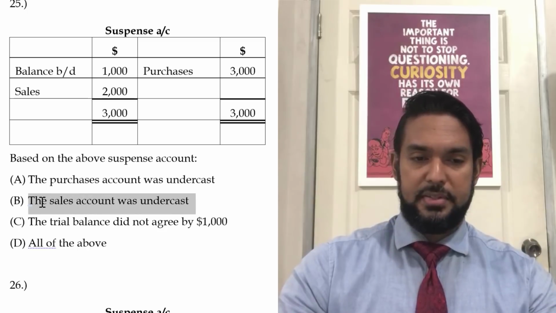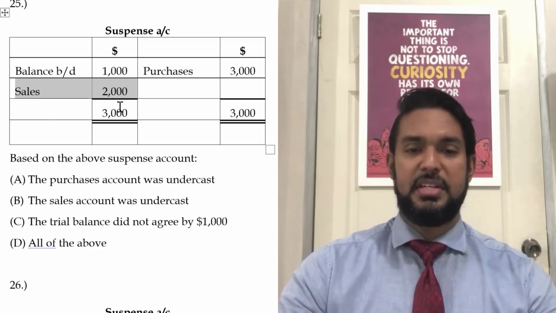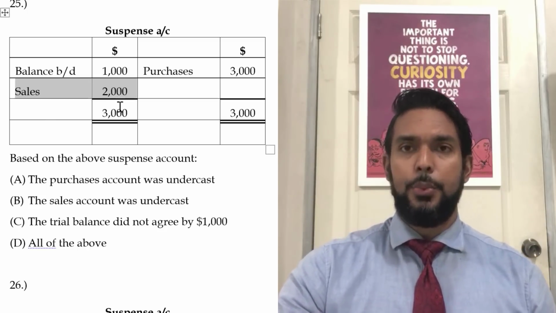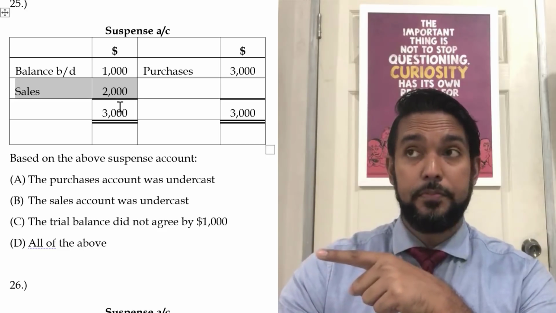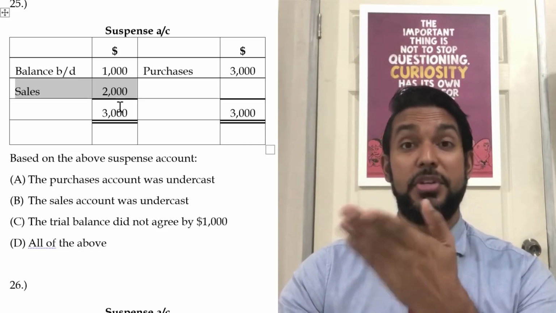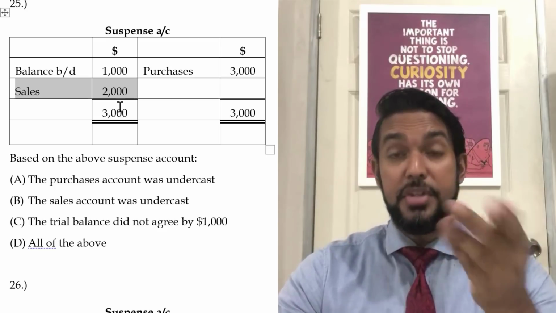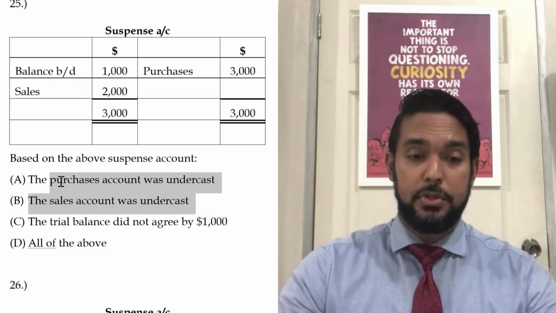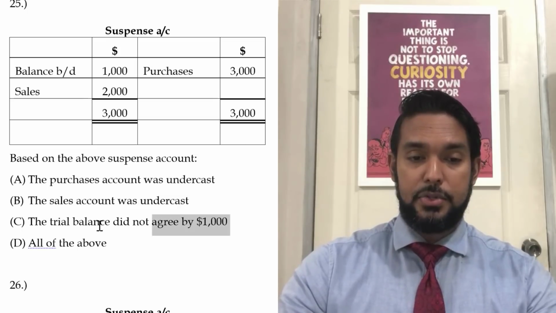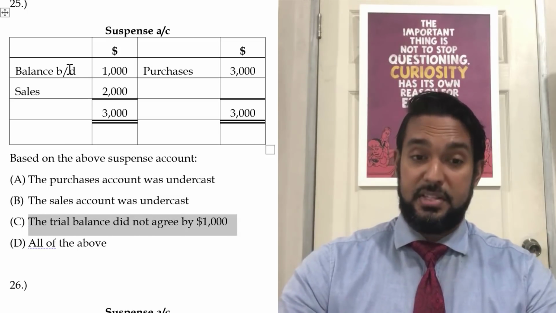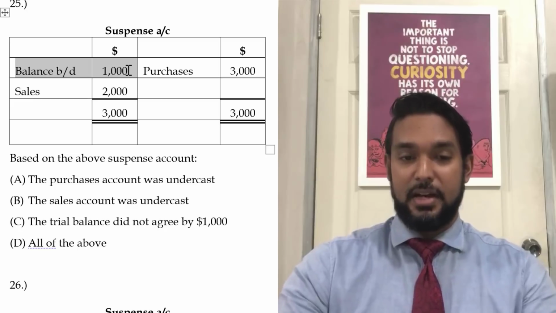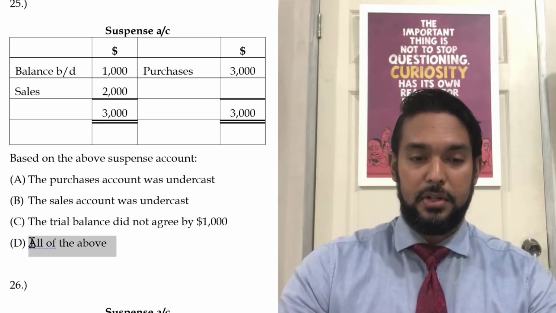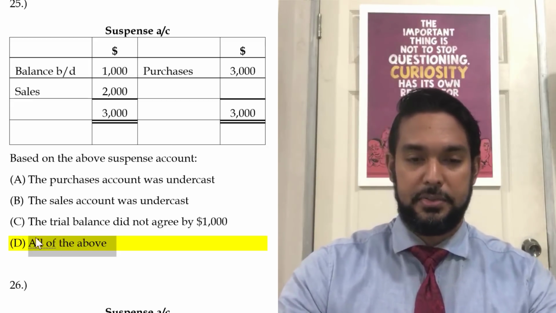Sales was undercast. Okay, so sales is on the debit side here, which means we are crediting the sales account. Sales is a revenue. Revenues increase with credits, and we would want to increase the sales account if it was too low. So yeah, maybe sales was also undercast. And the trial balance did not agree by 1,000. Well, there's a suspense account, and the balance at the start was 1,000. So yeah, all of these things are correct.